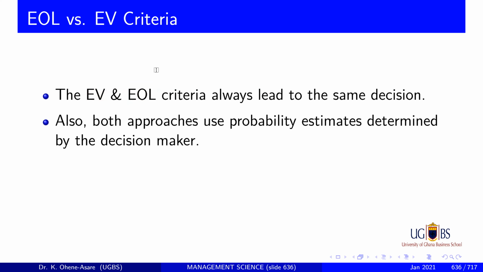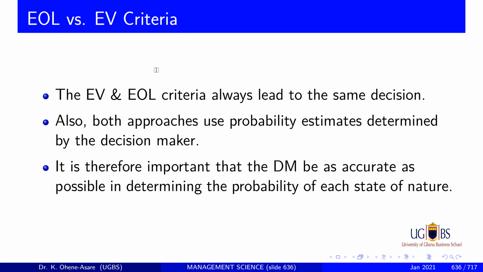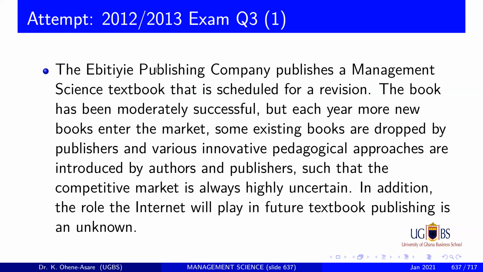Both approaches use probabilities, as you have observed. They use probabilities to estimate them. So that is one thing. It's important that the decision maker is always as accurate as possible when determining the probability of the state of nature. Because if the probability of the state of nature is wrong in real life, then that person will incur a lot of losses.